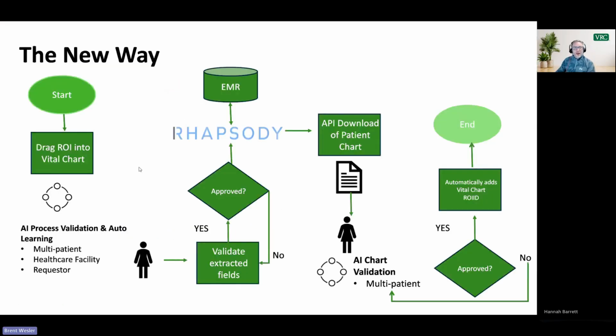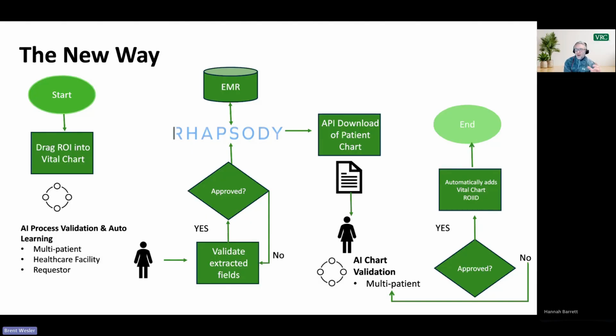So let's take a look at the new way. The new way is quite a bit more simplified, right? Essentially the ROI gets dragged in. We're going to do that today. Without getting too technical here, it goes into an S3 bucket and then gets picked up and processed into our AI doc processing interface. Think about it as like a document batch manager, okay?